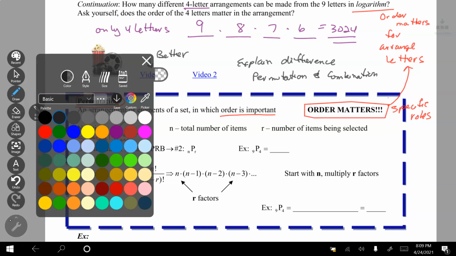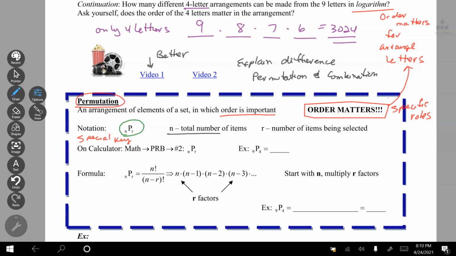And the idea is that the n means the total number of items I have. The r is what's being selected. Okay? So we're going to use our special key on our calculator to do 9P4. And 9P4 means I have 9 things, and I'm only going to select 4 of them. It looks very similar to the example that we did before when we took the 4 letters out of the 9 letters of the logarithm.